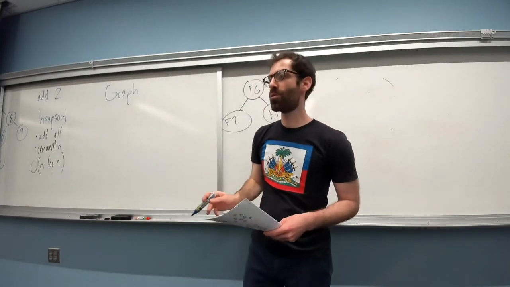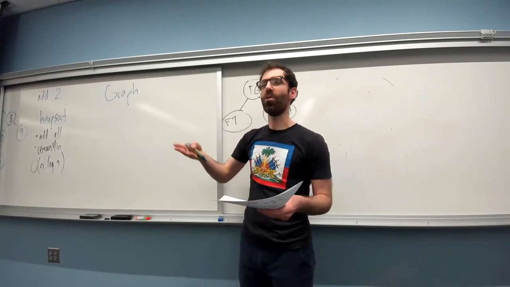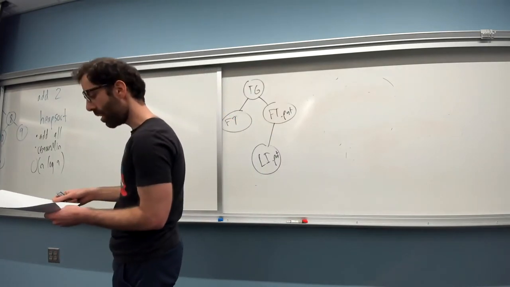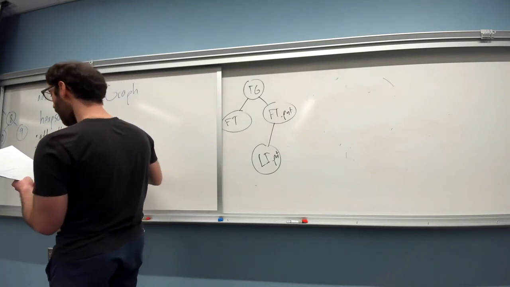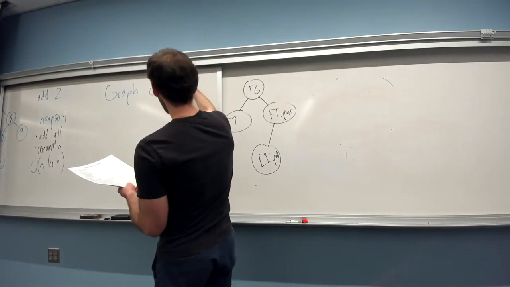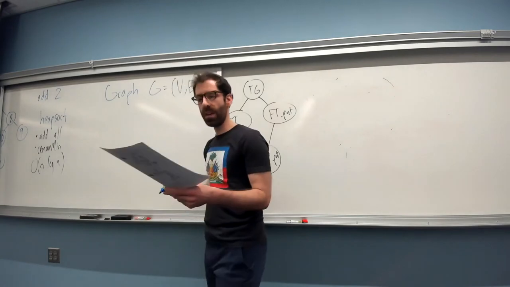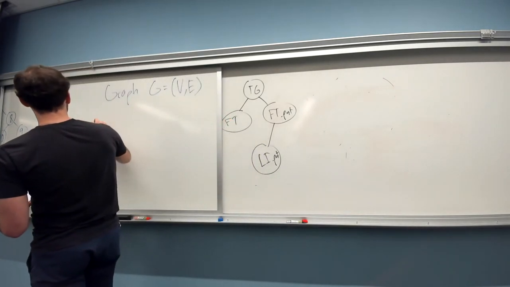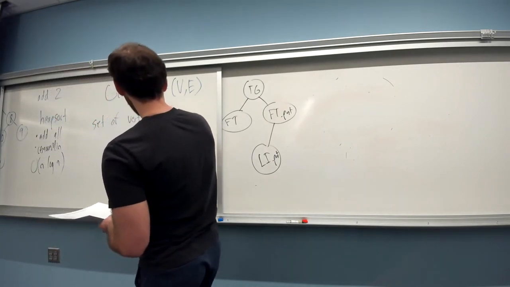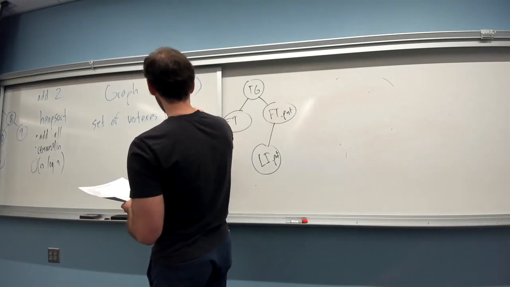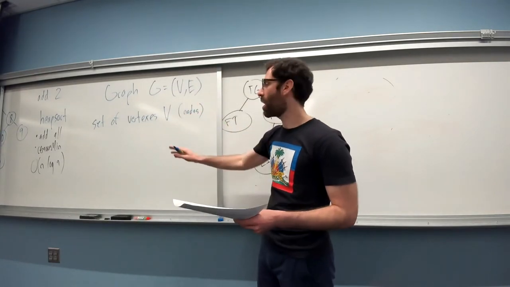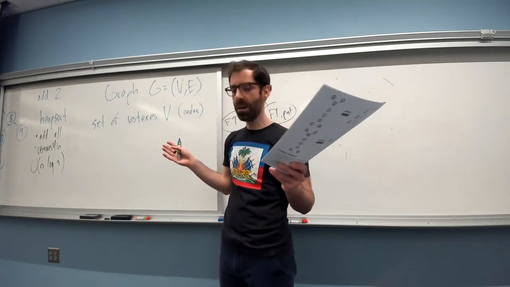This is not to be confused with a bar chart or a line graph that is used to display information in a spreadsheet or what have you. But our graph G is going to be represented as a pair of two sets, V and E, where we have a set of vertexes V. These are also sometimes called nodes. But when we're talking about graphs, it's usually vertexes. But I will use node and vertexes interchangeably. I mean the same thing.